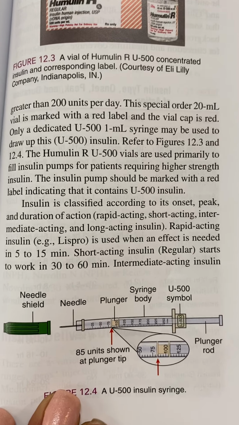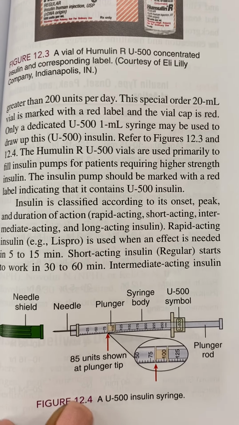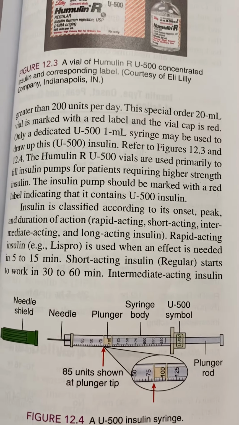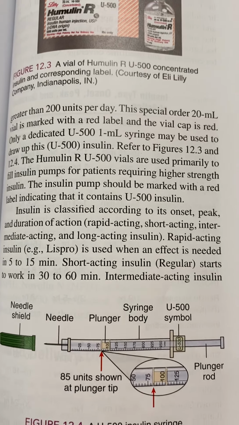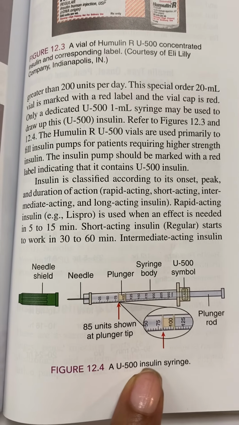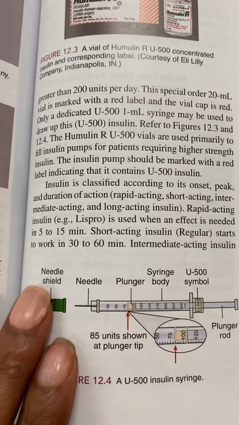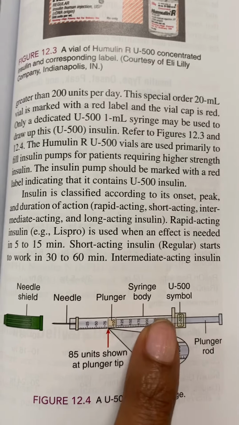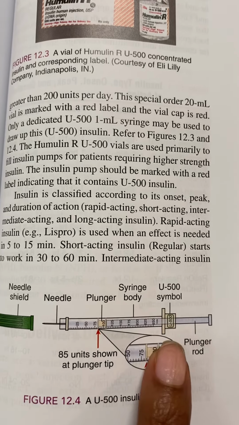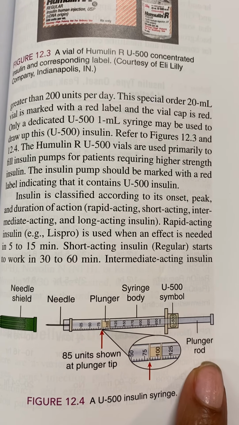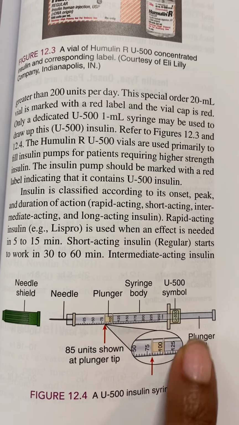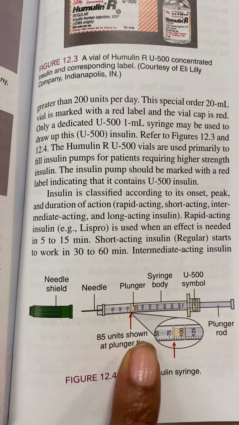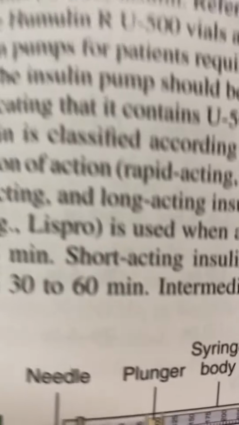So when we are discussing which syringe, I want you to be aware of this text, and I want you to always refer back to your text. Okay, so we have the U500 insulin syringe. Of course, you have the needle shield, the plunger, the syringe body, the U500. There's a symbol on the syringe that you will be able to recognize, the plunger rod, and what is shown here is the 85 units. So let me zoom in here.